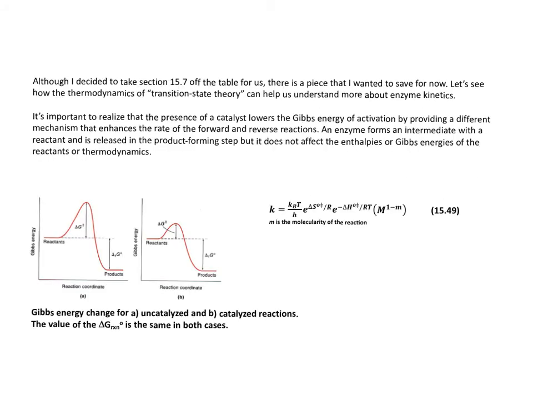Although I decided not to do the theory part of this chapter, there is a little piece that I wanted to say for you. Let's see how the thermodynamics of something called transition state theory can help us understand more about enzyme kinetics. So it's important to realize that the presence of a catalyst lowers the Gibbs energy of activation. So if you can see in the diagram here, obviously the height of the barrier is what we're talking about. Now notice that it's not activation energy.